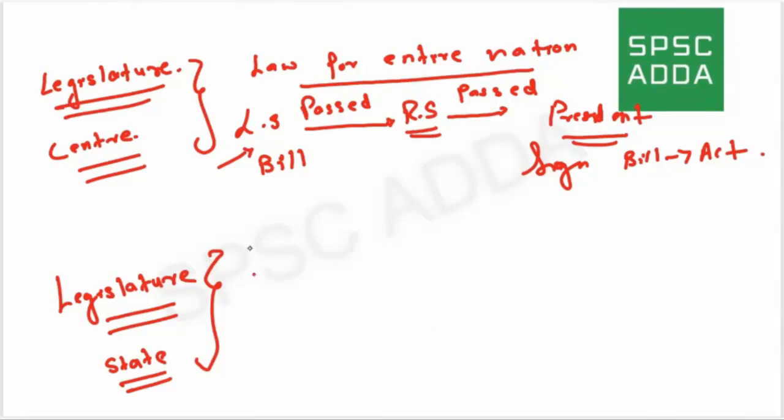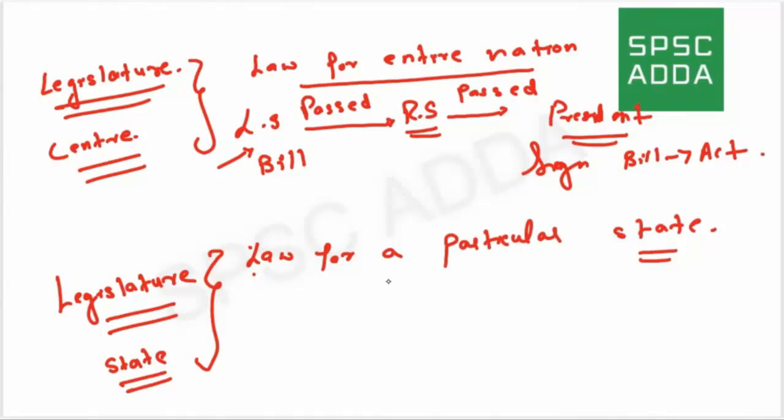Now how it happens in a state: a law for a particular state is created through that particular state. For example, you want to create a law for Sikkim. You need to present the bill in the state legislative assembly.